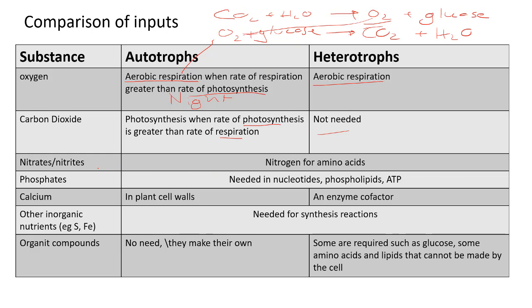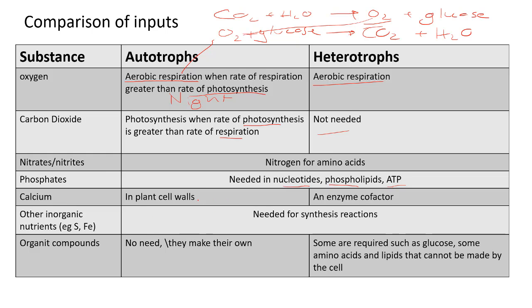We also need nitrates and nitrites. They have nitrogen in them, and we need that nitrogen for our amino acids. Phosphates. We need phosphates in our nucleotides. The phosphate group that forms part of the backbone of DNA and RNA. We need it for phospholipids, which are in our cell membranes, and we need it for ATP, adenosine triphosphate. So we learn about nucleotides right at the start of the term. We've learned about phospholipids recently, and we've learned about ATP recently.